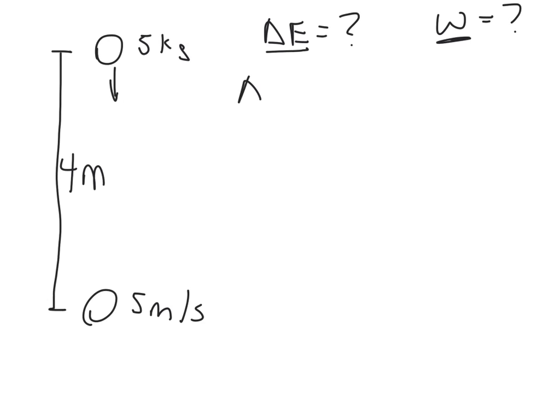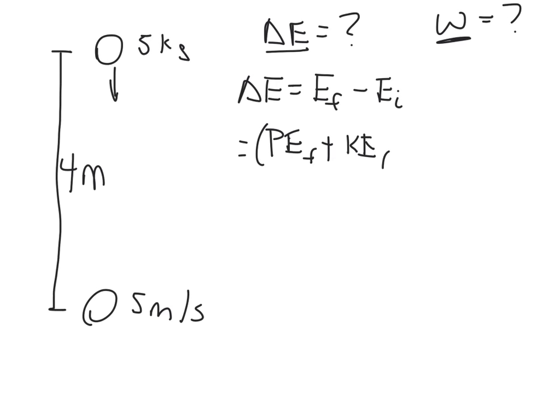So I said that delta E is equal to my E final minus my E initial. And I'm going to break that down a little bit further. I've got potential energy final plus kinetic energy final, because potential energy plus kinetic energy is the same thing as total energy here. Then I've got minus the same thing, just with our initial conditions, our initial potential energy and my initial kinetic energy.